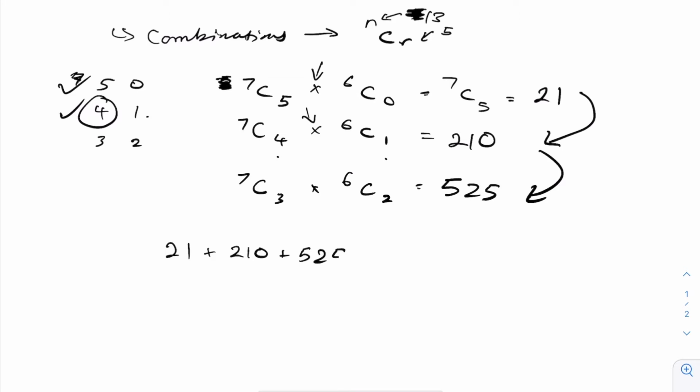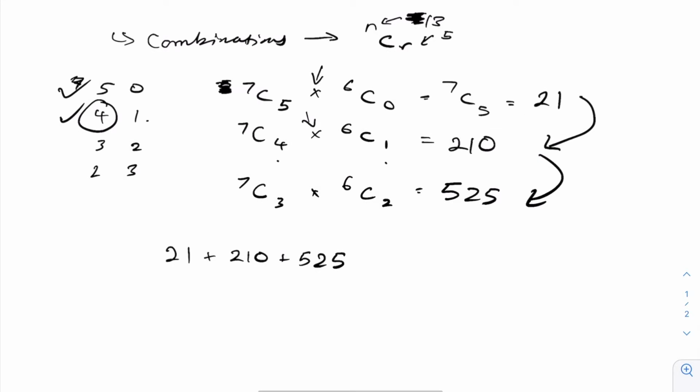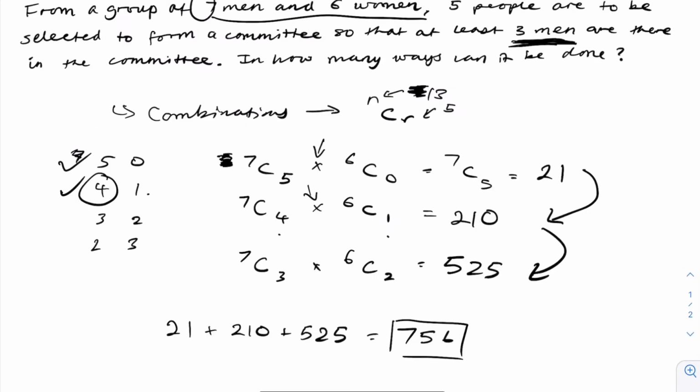So they're completely independent of each other. So let's find the total number of scenarios. Remember, we're not doing it with 2 men and 3 women because then that violates the criteria over here of 3 men. So 21 plus 210 plus 525 is, let me just do it on my calculator, but you can just do it in your head if you want, 756. So the answer to this question is 756 different combinations.